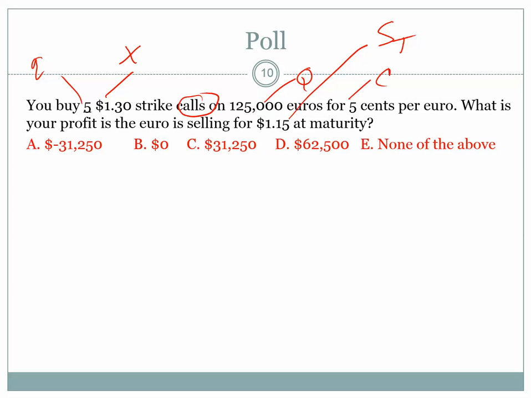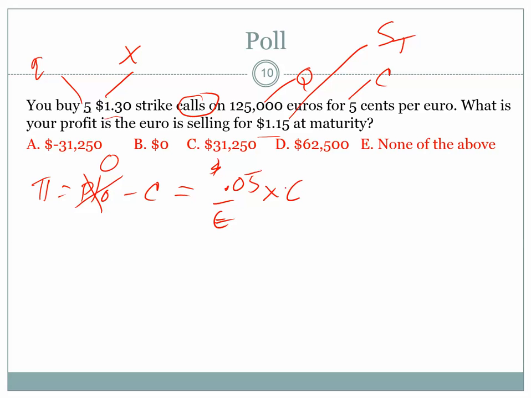Now there's 2 ways I can think about solving this. One way is kind of thinking about it and just deciding whether or not you're going to exercise. So if I think about it that way, would I exercise an option to buy euros at $1.30 when I could buy them in the spot market at $1.15? I'd say no, I would not exercise an option to buy at a high price. So therefore my profit is going to be my payoff minus the cost, but the payoff is 0, so it's just going to be minus the cost. So that cost is going to be 5 cents per euro.